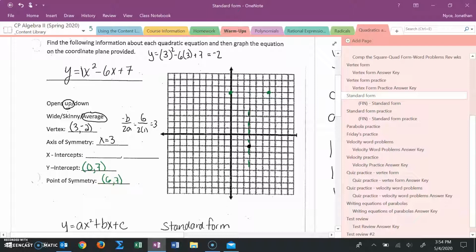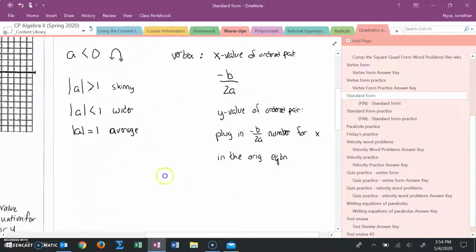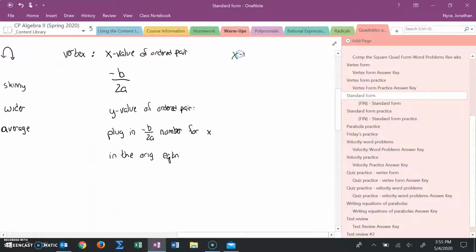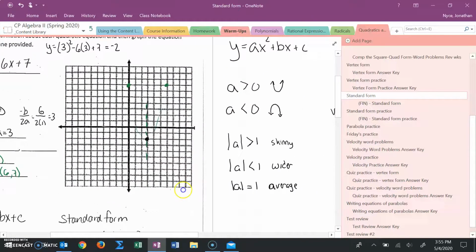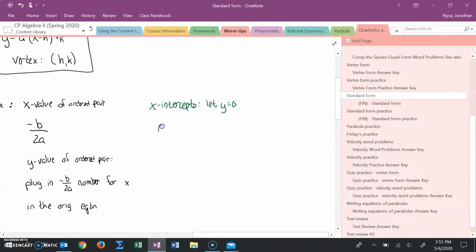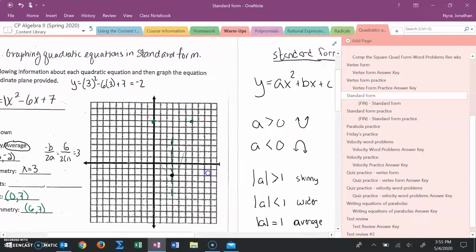We still save x-intercepts for last because we may or may not have them. In this case, we will have x-intercepts because we know it's going to open up and cross the x-axis. So to find x-intercepts, we simply let y be 0 and solve. So if y is 0, we have 0 equals x squared minus 6x plus 7. I think that was the equation. Yeah.